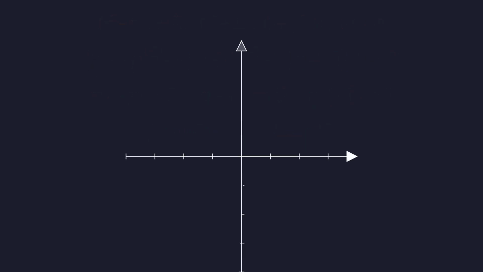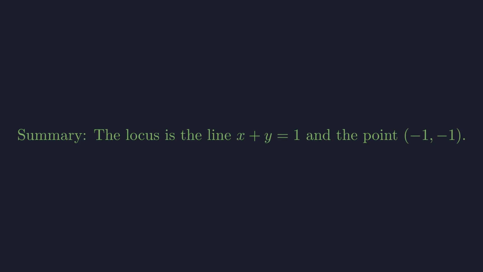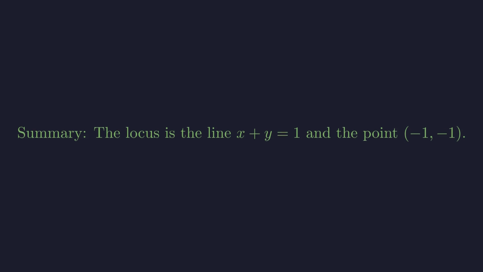Let's confirm our algebraic result visually. Here is the graph. The line x plus y equals 1, and the single point minus 1, minus 1. This confirms our algebraic solution. To sum up, the locus for our equation is the line x plus y equals 1, and the single point minus 1, minus 1.